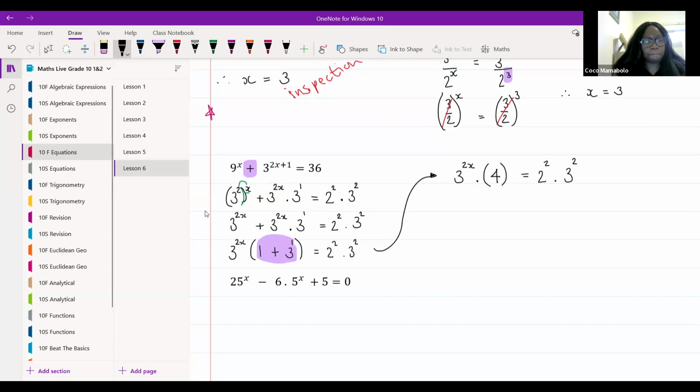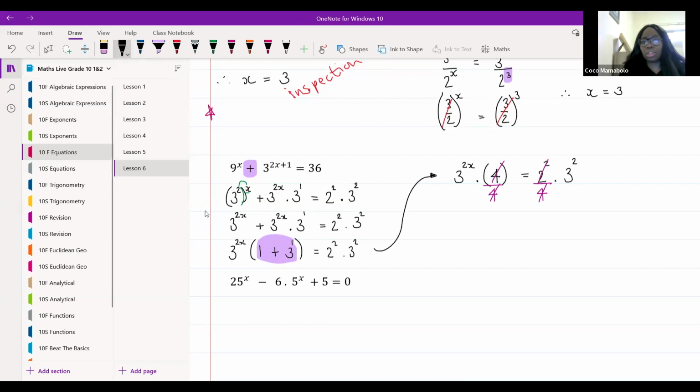You divide on both sides. We divide on both sides. Good. I'm going to divide the side by 4, and I'm going to divide the side by 4. I know that 2 squared is the same as 4. So 4 divided by 4, those two things will cancel.